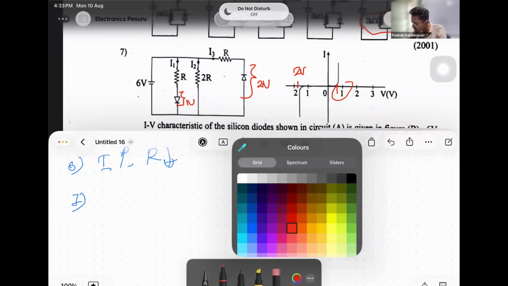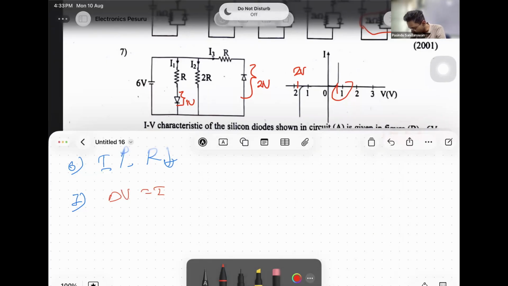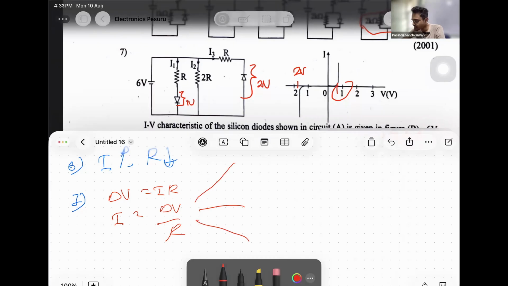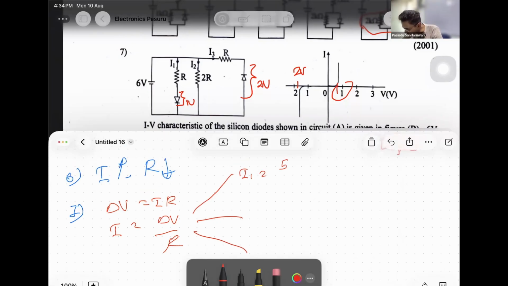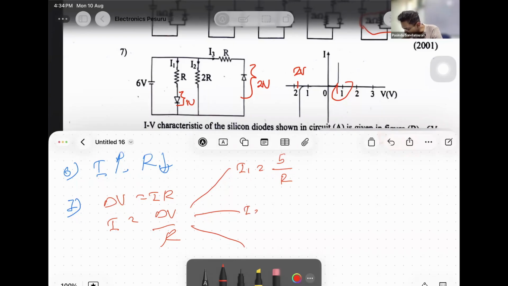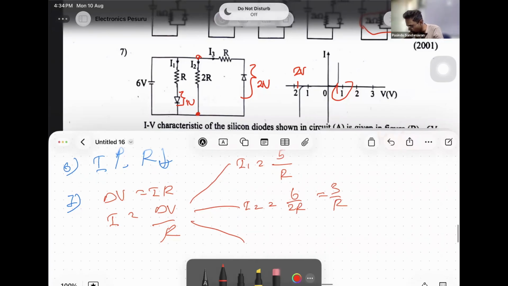So we know delta V equals IR. Then I is given by delta V over R, no? Apply this for these 3 resistors. Then for the first one, delta V, from total 6, 1 is with the diode. If 1 is with the diode, the remaining 5 is across the resistor. Then 5 over R. Second one, I2, across it total 6 volts is across these 2 points. Then 6 over 2R is 3 over R.